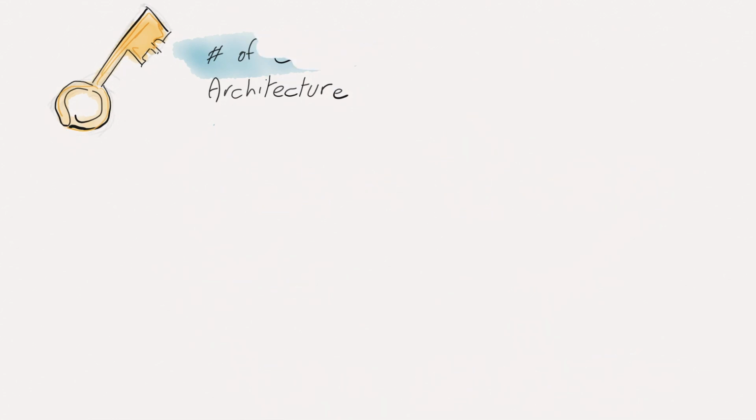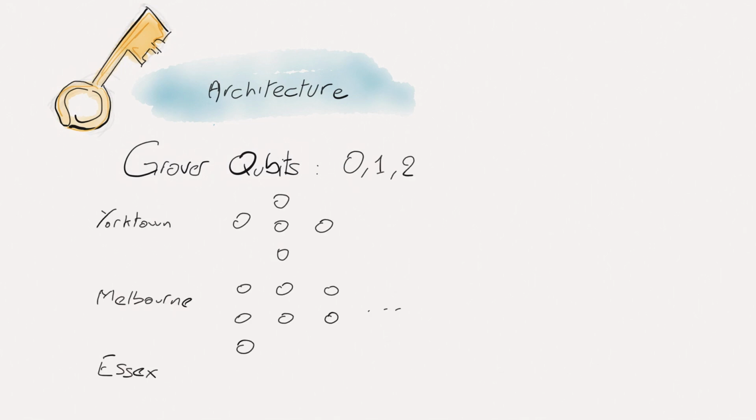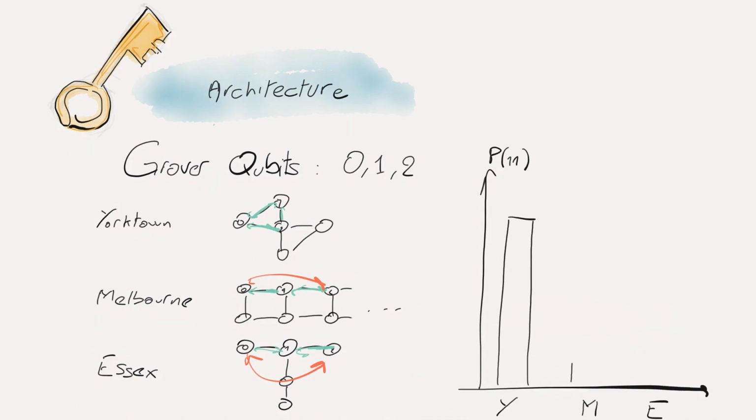To further optimize the experiment, we must take into account the connectivity of each processor. For example, Yorktown has only 6 connections of the 10 possible. If we use qubits 0, 1, and 2, Yorktown gives better results than Melbourne and Essex, since these particular qubits are interconnected.